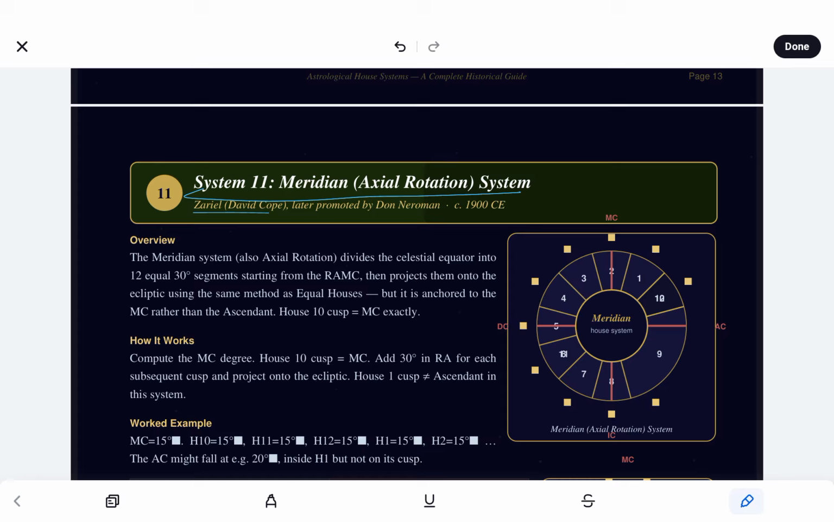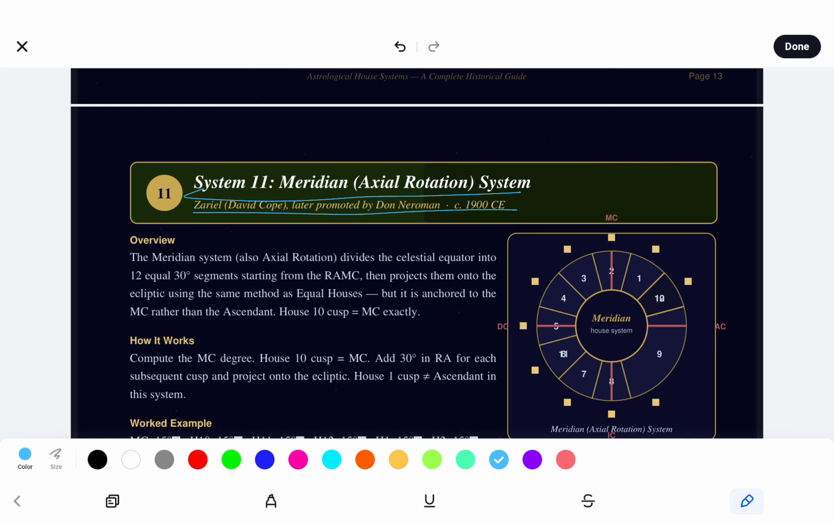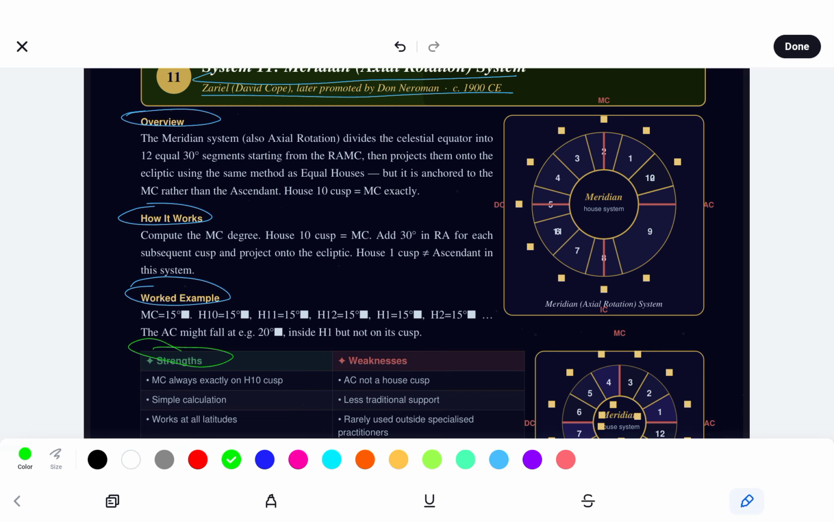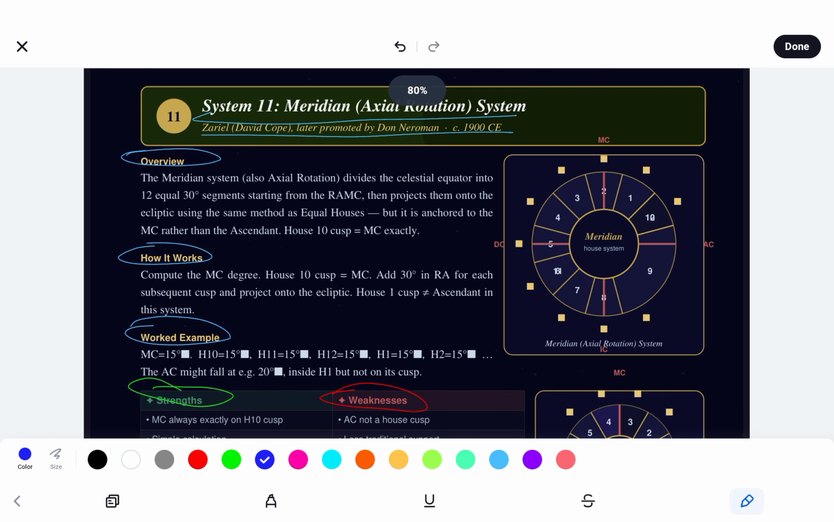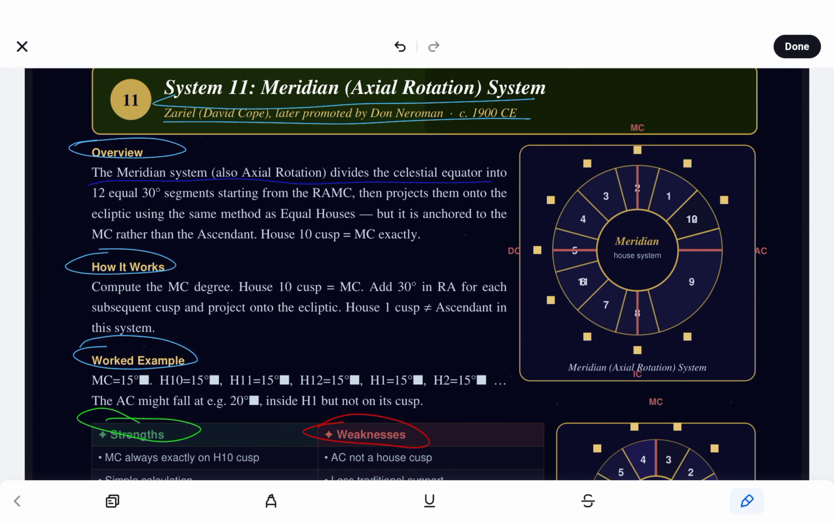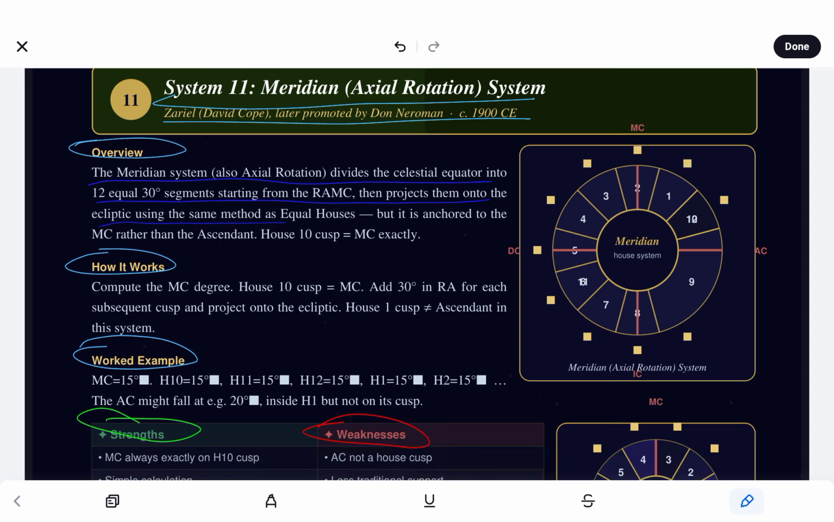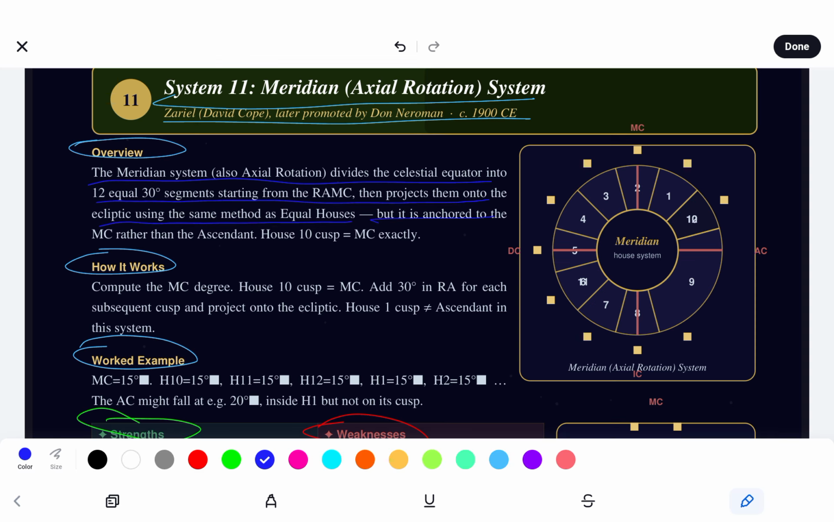11th system, meridian, axial rotation system. Alright, so we noticed that the meridian system, also axial rotation, divides the celestial equator into 12 equal 30-degree segments starting from the RAMC, then projects them onto the ecliptic using the same method as equal houses, but it is anchored to the midheaven rather than the ascendant.